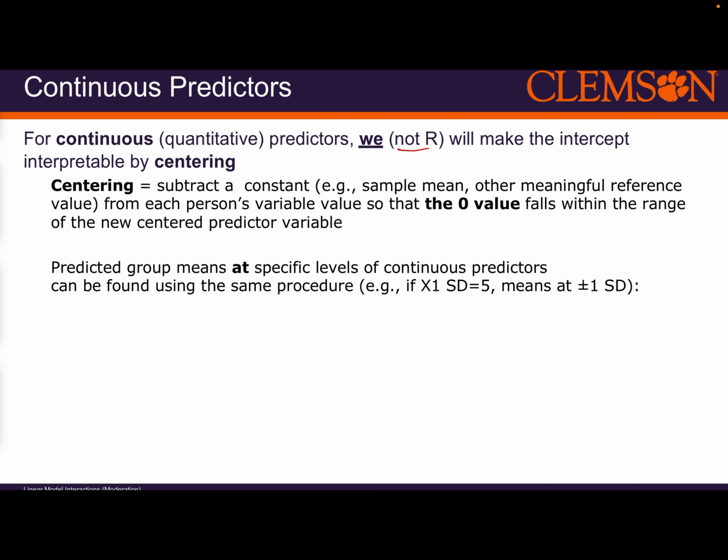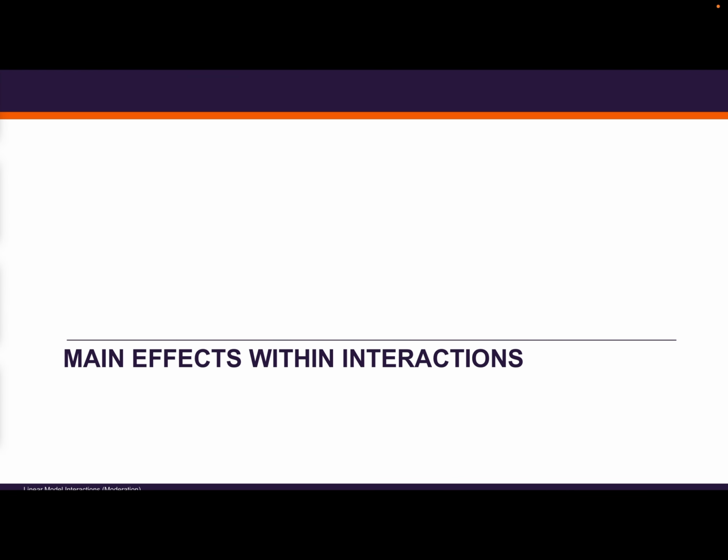So we subtract this constant from each person's variable so that the value 0 falls within the range of the new centered predictor variable. The predicted group means at specific levels of continuous predictors can then be found using the same procedure, right? So if x1's standard deviation is 5, means would be plus or minus 1 standard deviation.